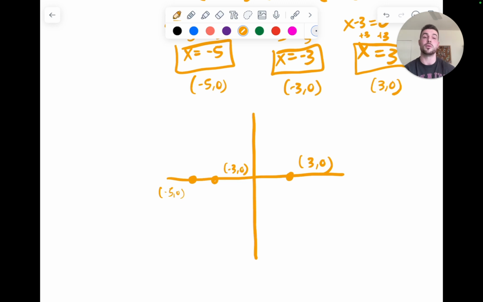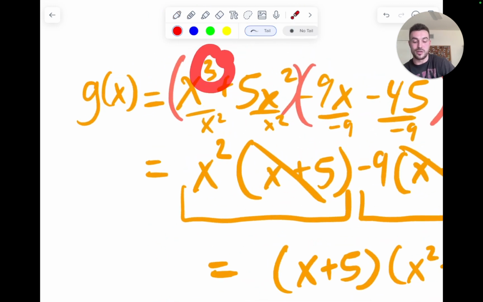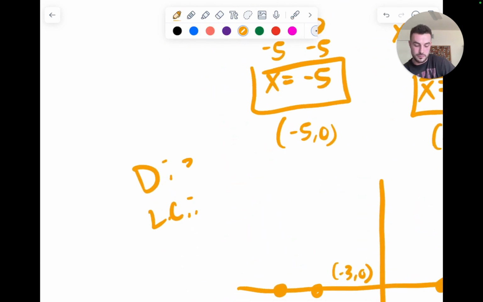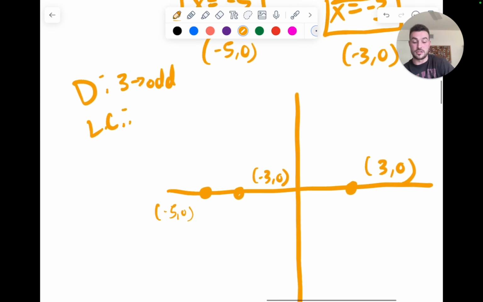Well, the next thing I want to do is think about that end behavior. And to focus on end behavior, again, we look at the degree and the leading coefficient. Well, my degree here is 3, which is an odd number. An odd number degree tells me my end behavior is going to be opposite. That means I'm going to go down on one end and up on the other. That is all determined by the leading coefficient, which is 1 and positive.